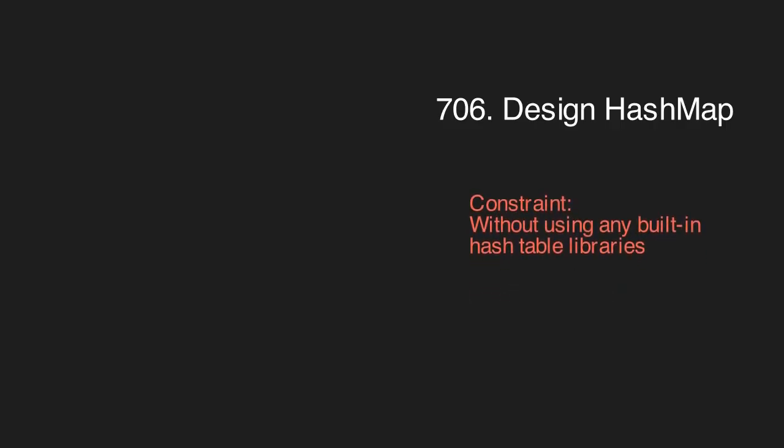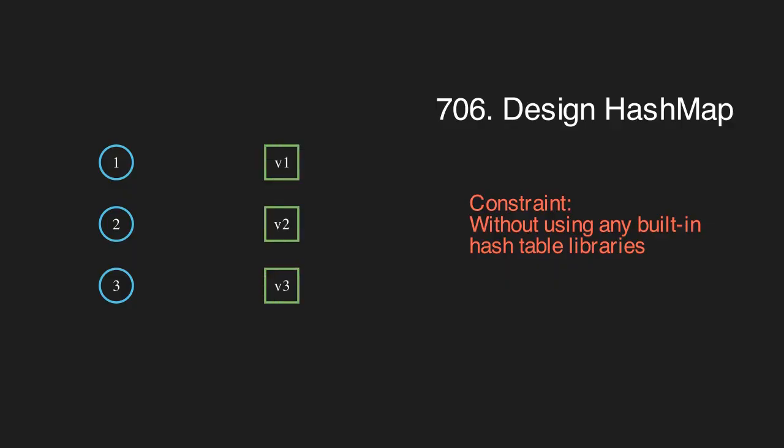Welcome. Today we are tackling LeetCode problem 706, Design HashMap. Our goal is to implement a fully functional HashMap class from scratch, strictly without using any built-in hash table libraries, like Python's dictionary. This is a classic data structure design problem that tests our understanding of how hash maps work under the hood.